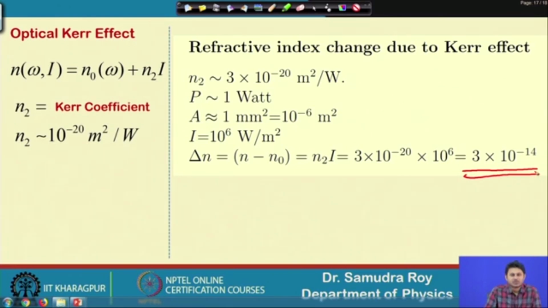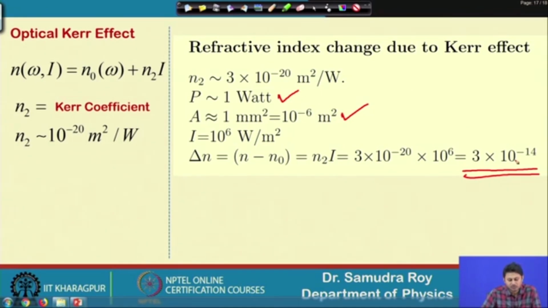So, the increment of the refractive index here, because n2 is positive, normally n2 is positive, so the refractive index change will always be positive. The refractive index will increase by a very small value. So, the increment is very small. Why is the increment small? Because the effective area I am talking about is very large and also the power is small. In order to increase this, what we need to do?